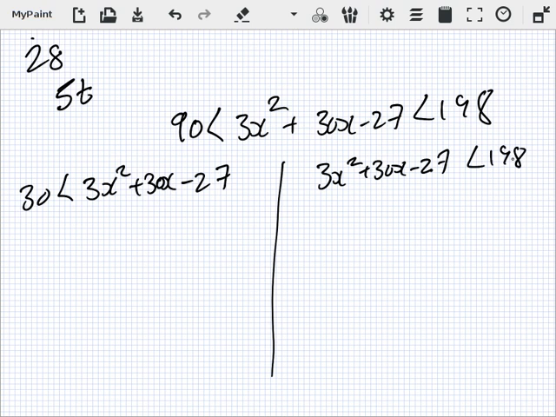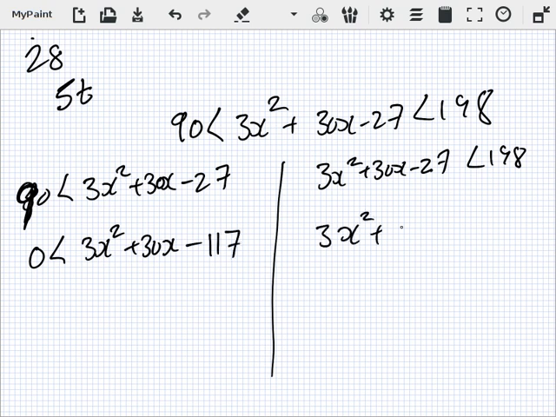So you have 0 less than 3x squared plus 30x minus 27 minus 90, which is 117? Yeah, 117. And then 3x squared plus 30x minus 225. And the other one is 3x squared plus 30x, and then minus 27 minus 198, which is minus 225.